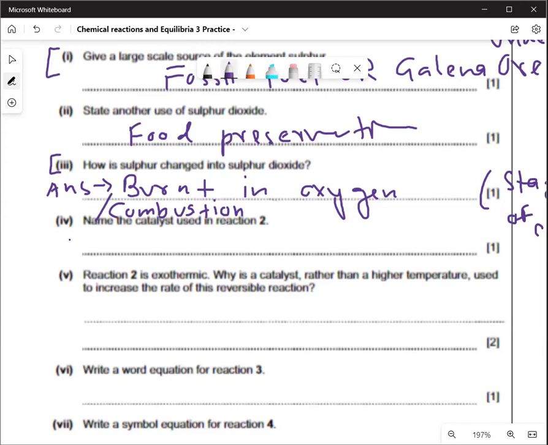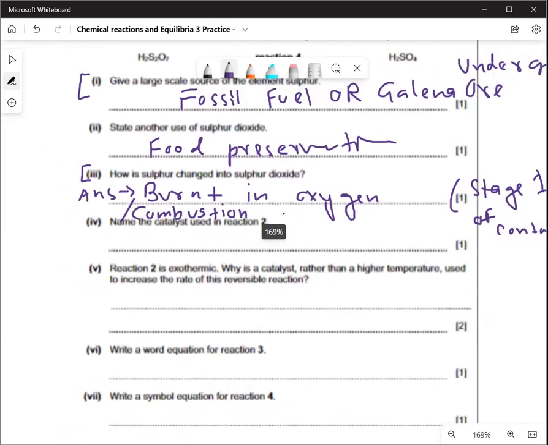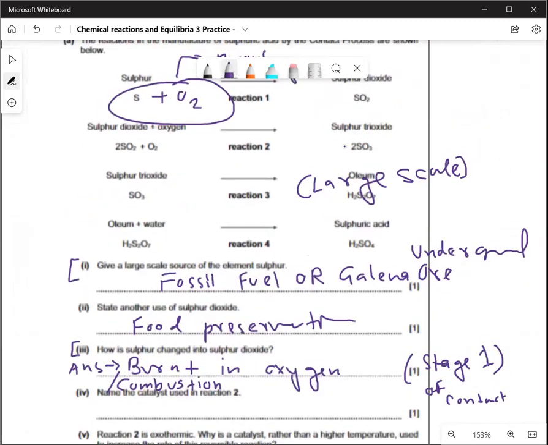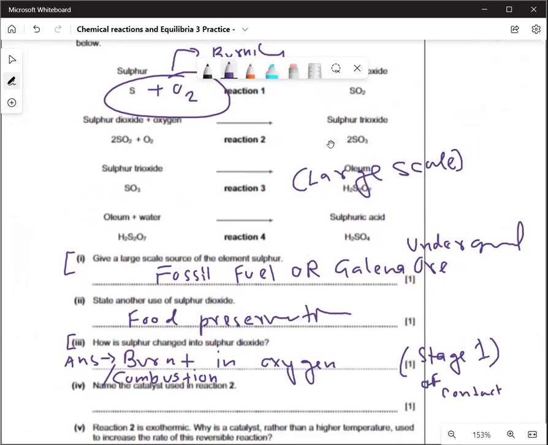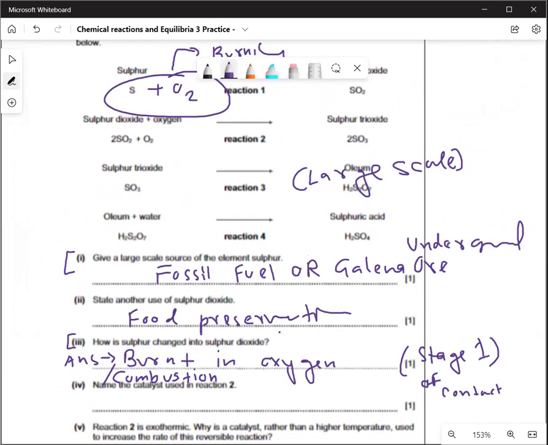Okay. Now next up, name the catalyst used in reaction 2. Answer. Catalyst used in reaction 2.